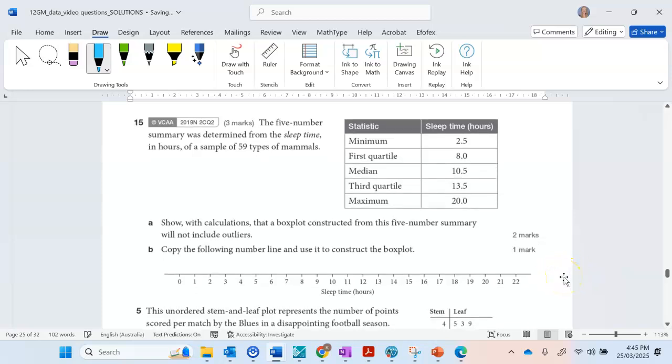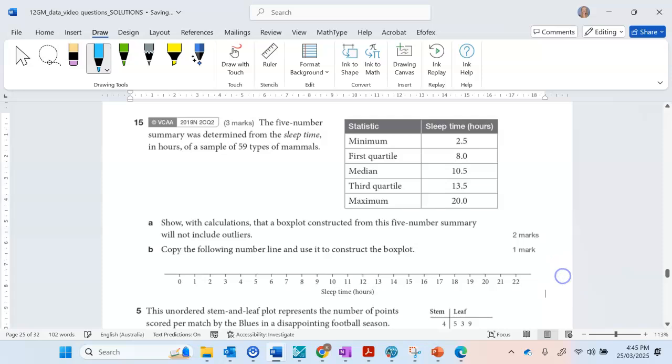All right, so the 5-number summary was determined from the sleep time in hours of a sample of 59 types of mammals. So you can see this was taken from the 2019, I'd say that means the Northern Hemisphere exam. Show with calculations that a box plot constructed from this 5-number summary will not include outliers.